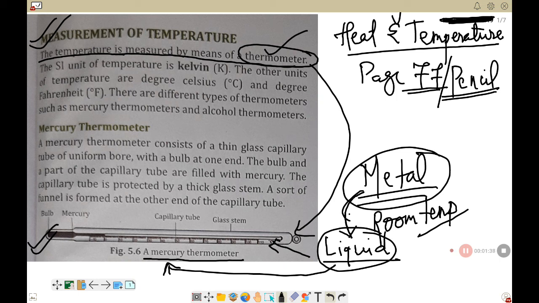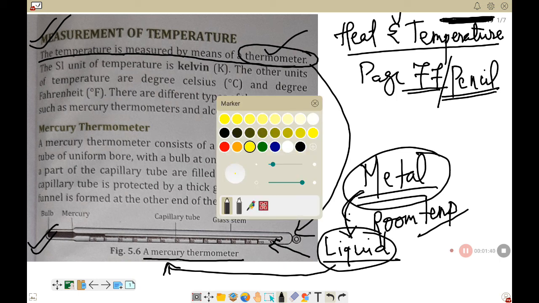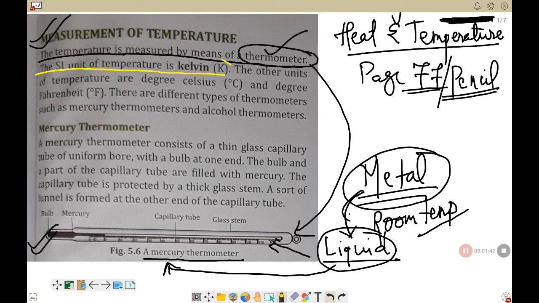Okay, now again, please mark this on your book. The SI unit of temperature is Kelvin, denoted by capital letter K. The other units of temperature are degree Celsius. Please underline this. So this is how you write degree Celsius. Degree then Celsius. Okay. And degree Fahrenheit. This is written as degree and capital letter F. Understand?